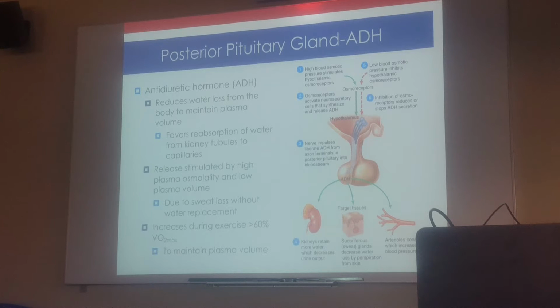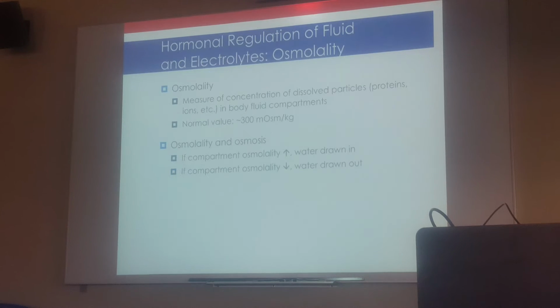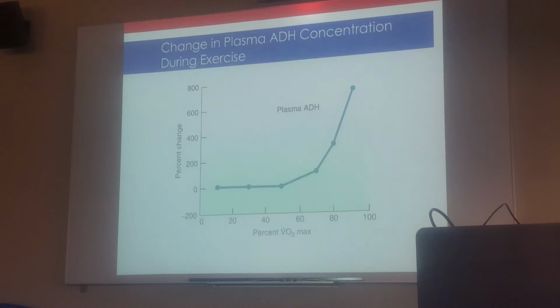So it reduces water loss from the body to maintain that plasma volume. We already said that the kidneys are going to resorb it. It increases during exercise at 60% VO2 max. So as we start to exercise, we're going to see an increase in antidiuretic hormone. You guys can look through that, we talked about that. There's a nice picture of it.